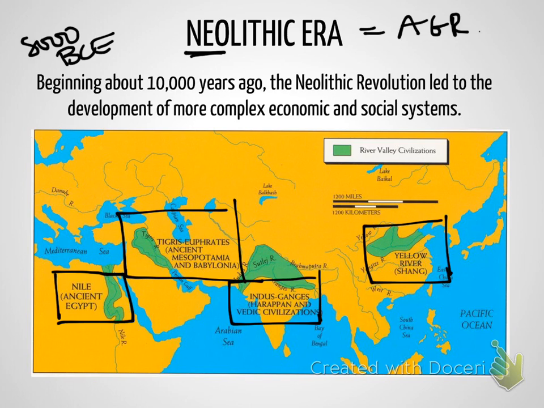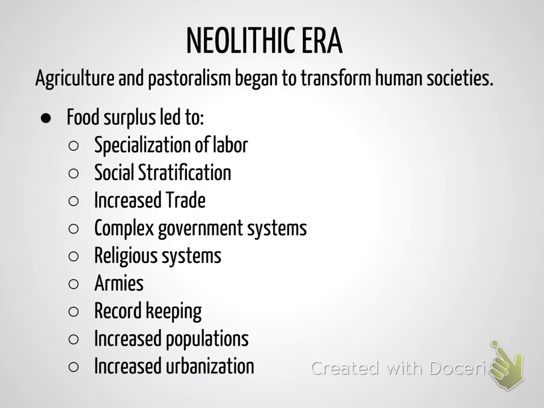And so remember, Paleolithic is the Old Stone Age, and Neolithic is the, quote unquote, New Stone Age, but really we're talking about the use of agriculture. Because of agriculture, people can settle, and because people are settling, we get these other things. It transforms human societies. This food surplus, which was necessary first, led to all of these other things that we're seeing here.